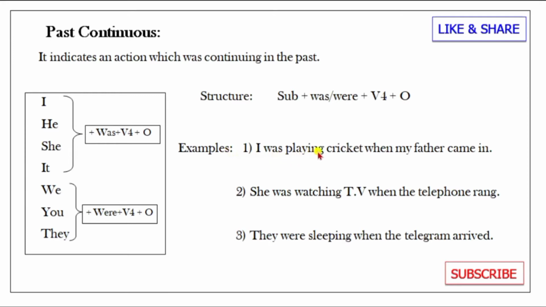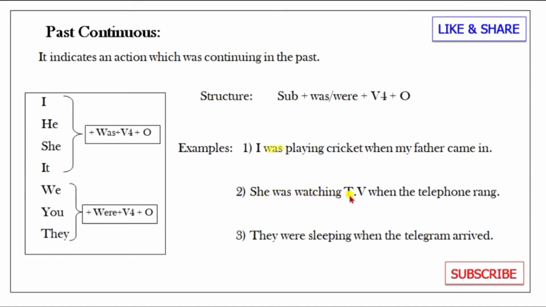According to this structure, example: I was playing cricket when my father came in. According to the definition, which was continuing in the past, I was playing cricket when my father came in. When my father came in, here is the past action. At that time, I was playing. So it was continuing in the past. So then we are using past continuous tense.